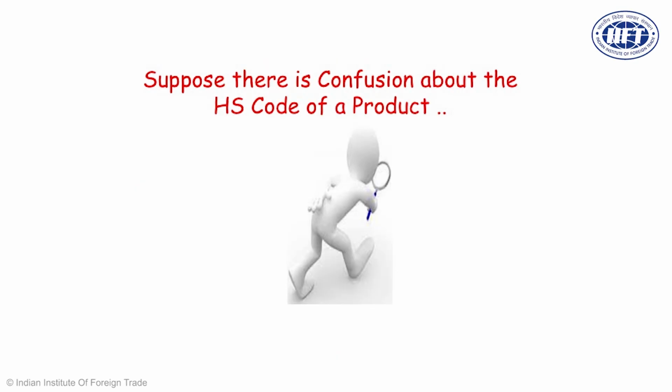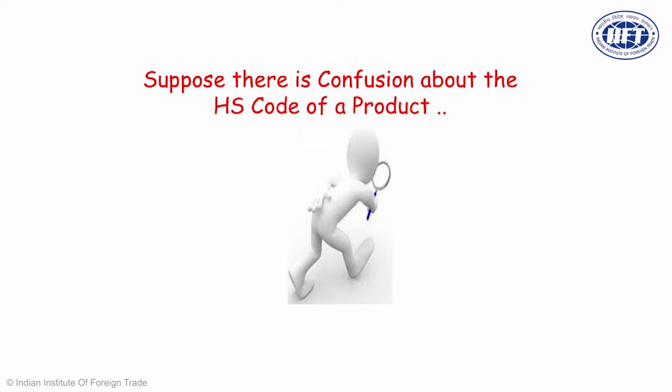Now, suppose you are a little unsure about which principle might be important for your exact product. For that, you have to apply your logic. Which one is more important? It is the material content or the usage or function by which a particular code would be applied for a product. I will take one example here.